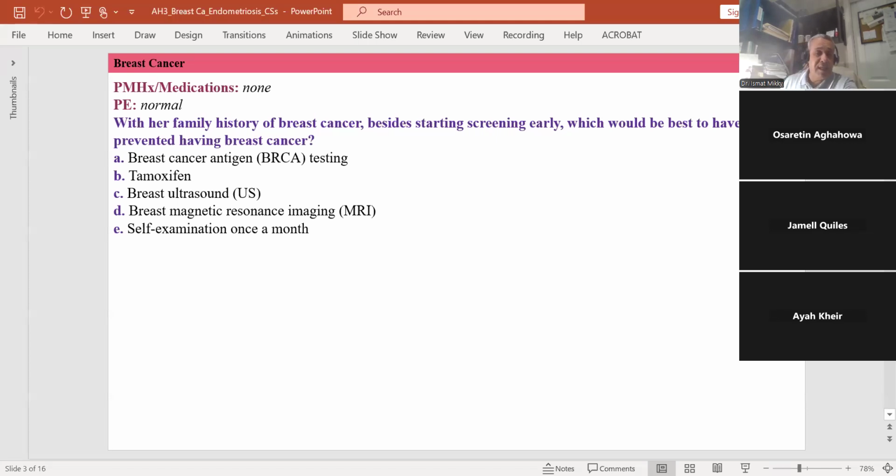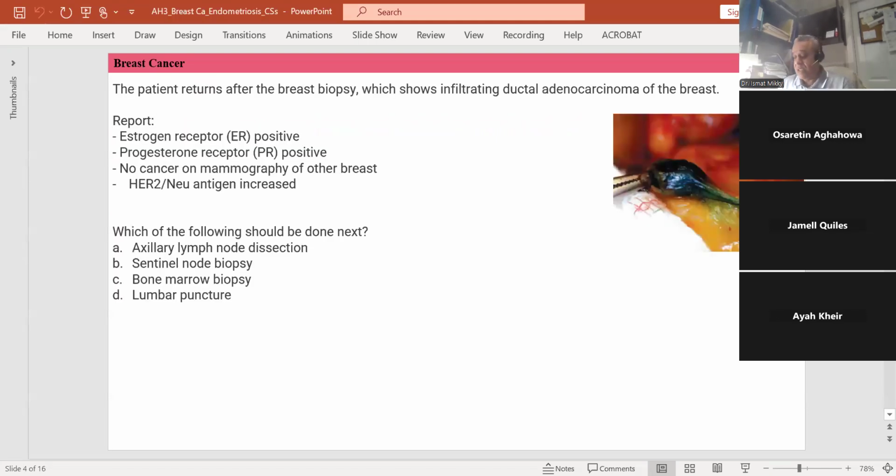So that's the answer for that question. And then next, the next question is which of the following should be done next, given the patient has received certain medications like the estrogen receptor.